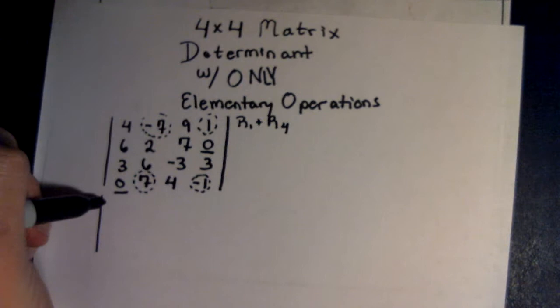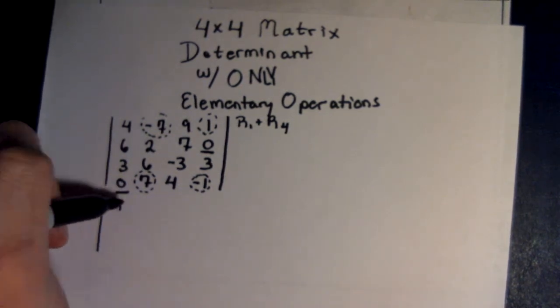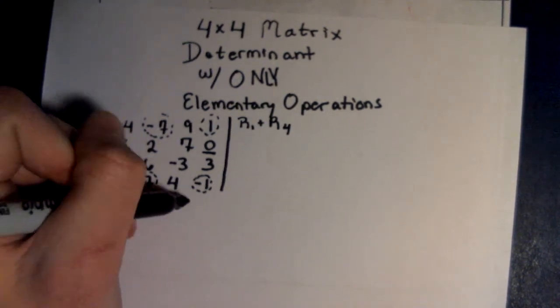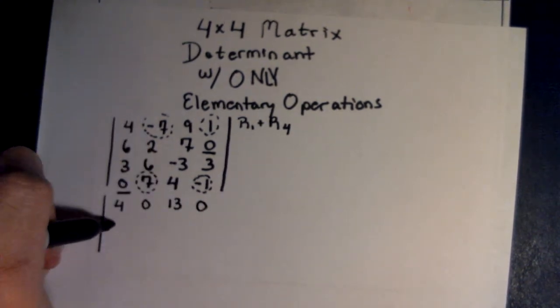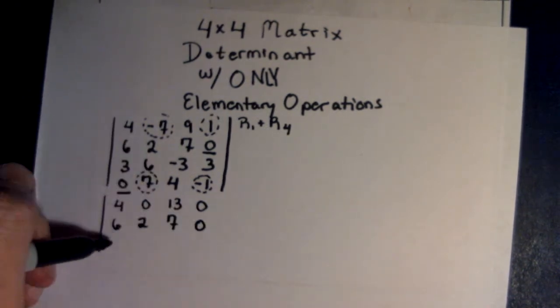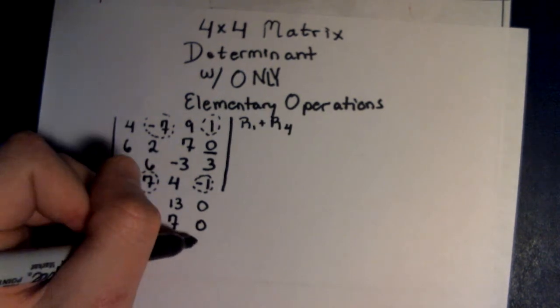And I got the following. I had 4, and then 0, 13, and 0. And these will all be the same values. This will not be changing.